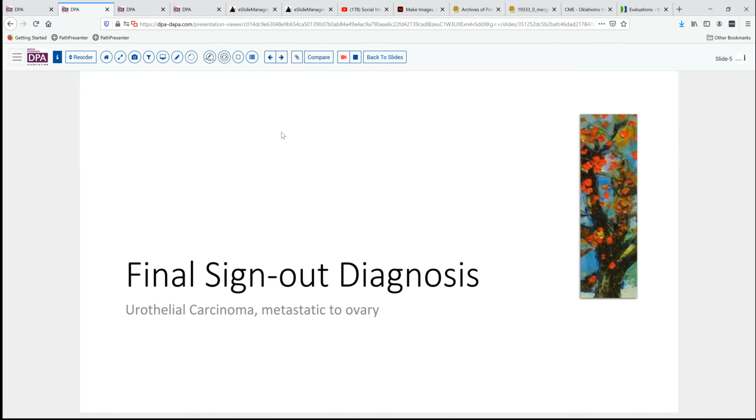So our final sign out diagnosis is metastatic carcinoma from the urothelial primary involving the ovary.